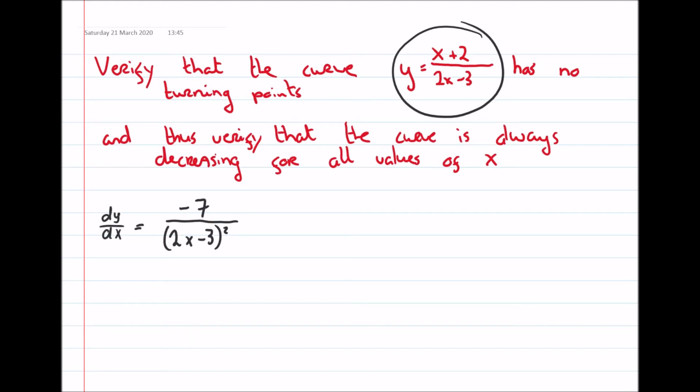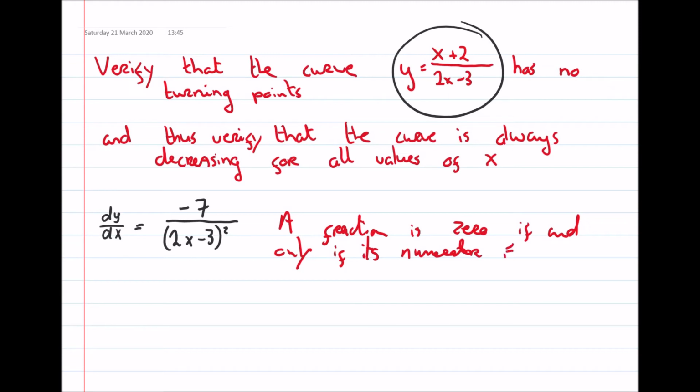So I'll say this fraction is 0 if and only if its numerator is 0. And in this case, it's not. Right? So nowhere on this function is the slope 0, therefore it does not have a turning point.